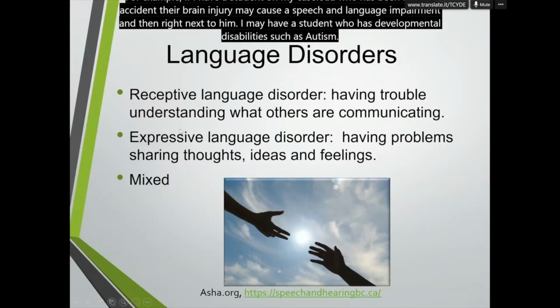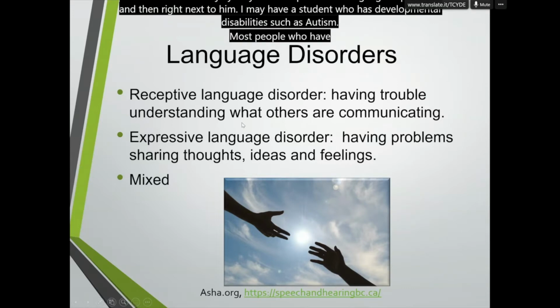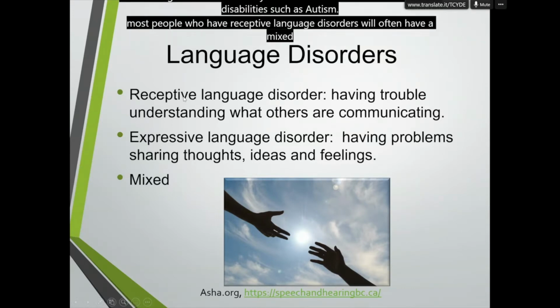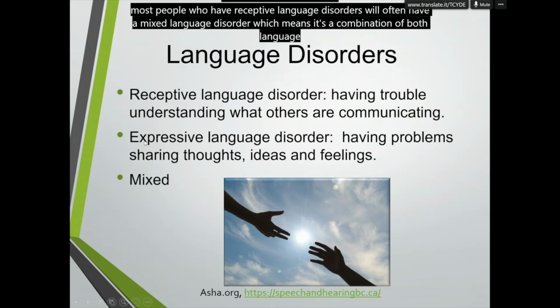Most people who have receptive language disorders will often have a mixed language disorder, which means it's a combination of both language understanding and language expression.